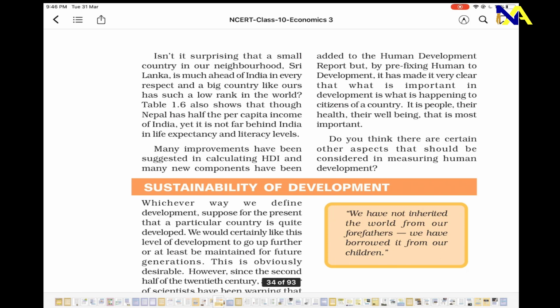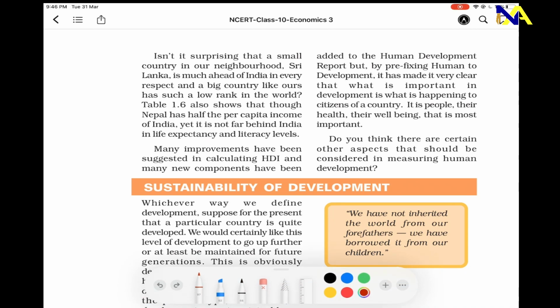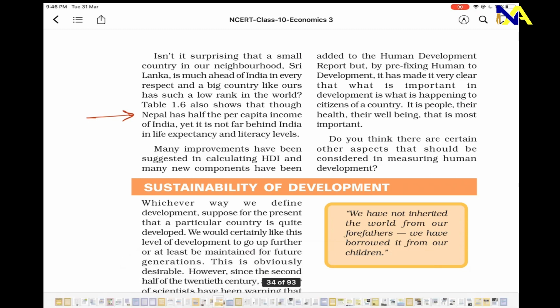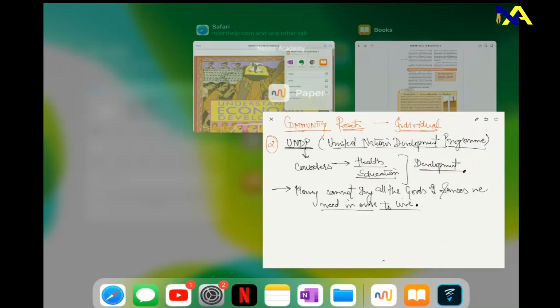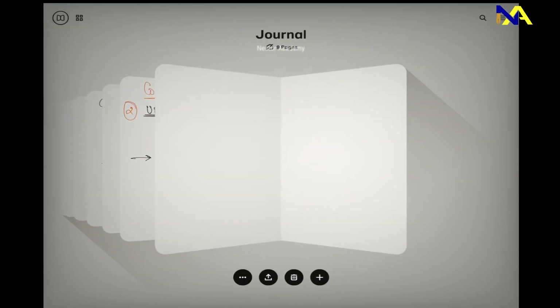Then it says Nepal has half the per capita income of India. See this point. Nepal has half the per capita income of India, yet it is not far behind in life expectancy and literacy levels. Because this is very clear to us, income does not always mean better health and better education facilities. Now we need to move on to the next topic, and here we will be talking about body mass index.